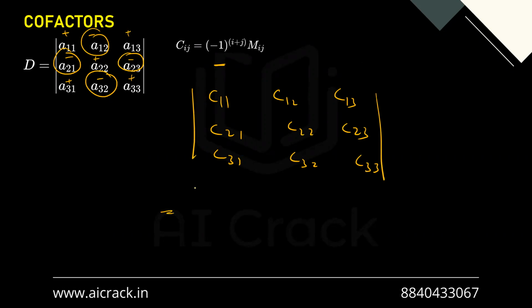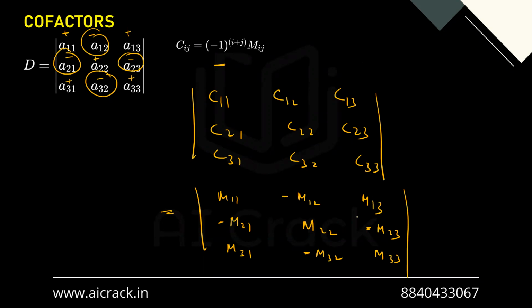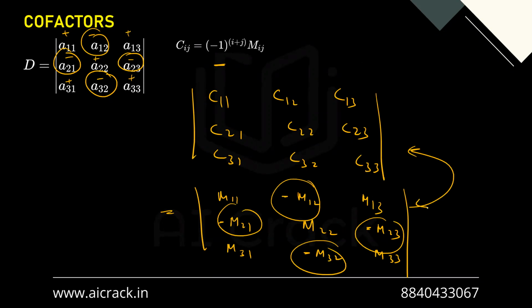And in reality, this is nothing but M11, minus M12, because of the negative sign over here due to minus 1 raised to 1 plus 2. And this would become M13. This would become minus M21, M22, minus M23, and this is M31, minus M32, and M33. So these four are with the negative signs. This and this are actually the same thing. These are the cofactors only.